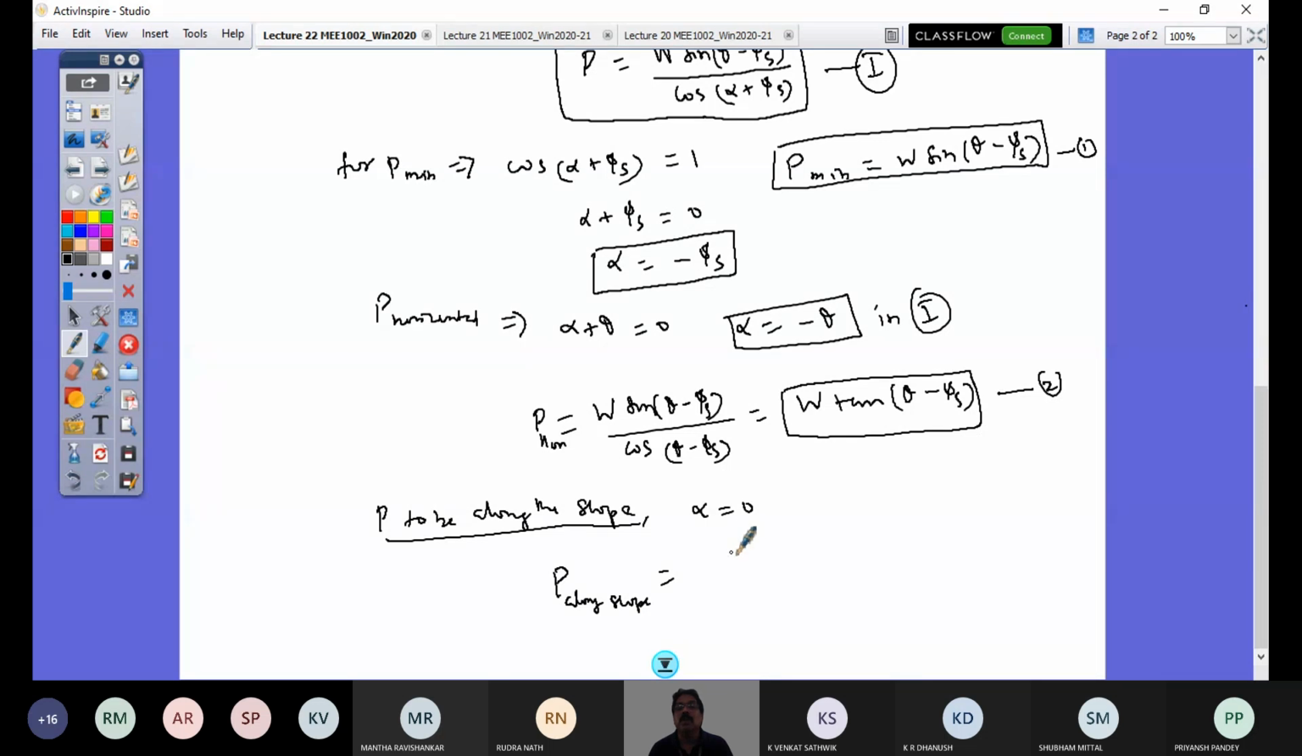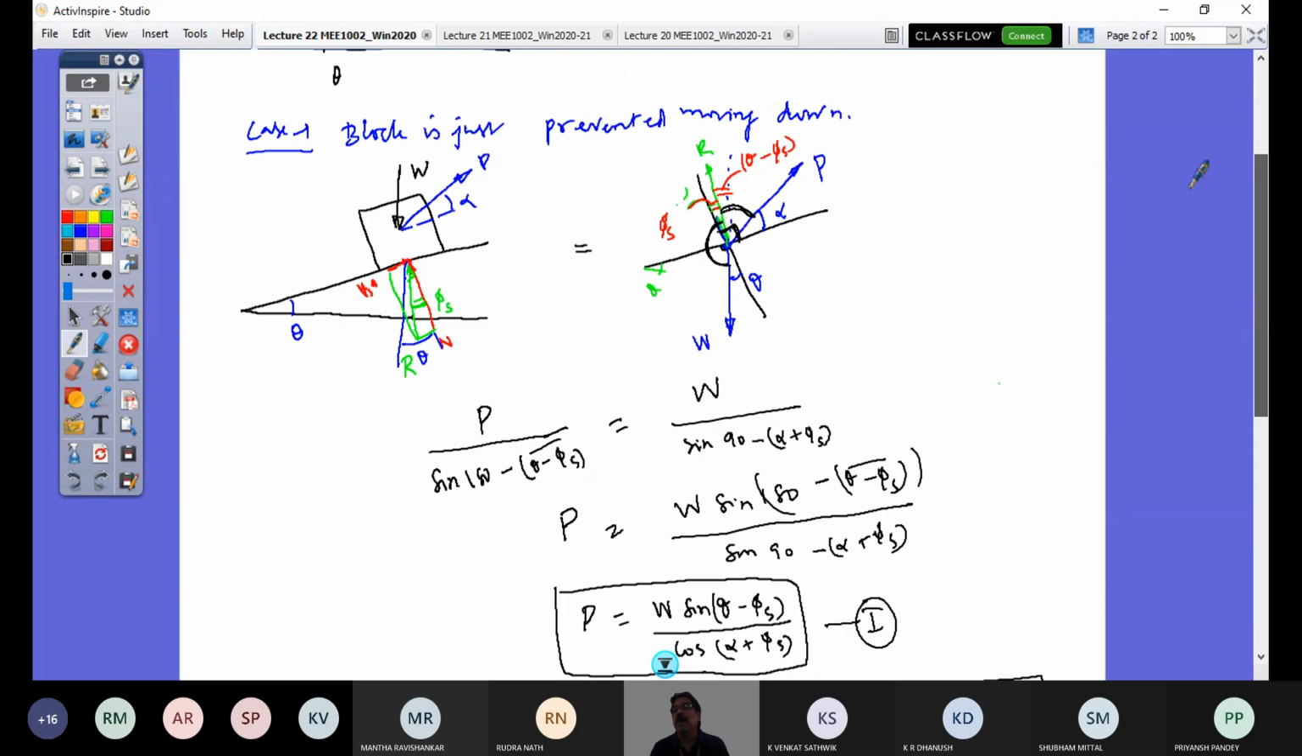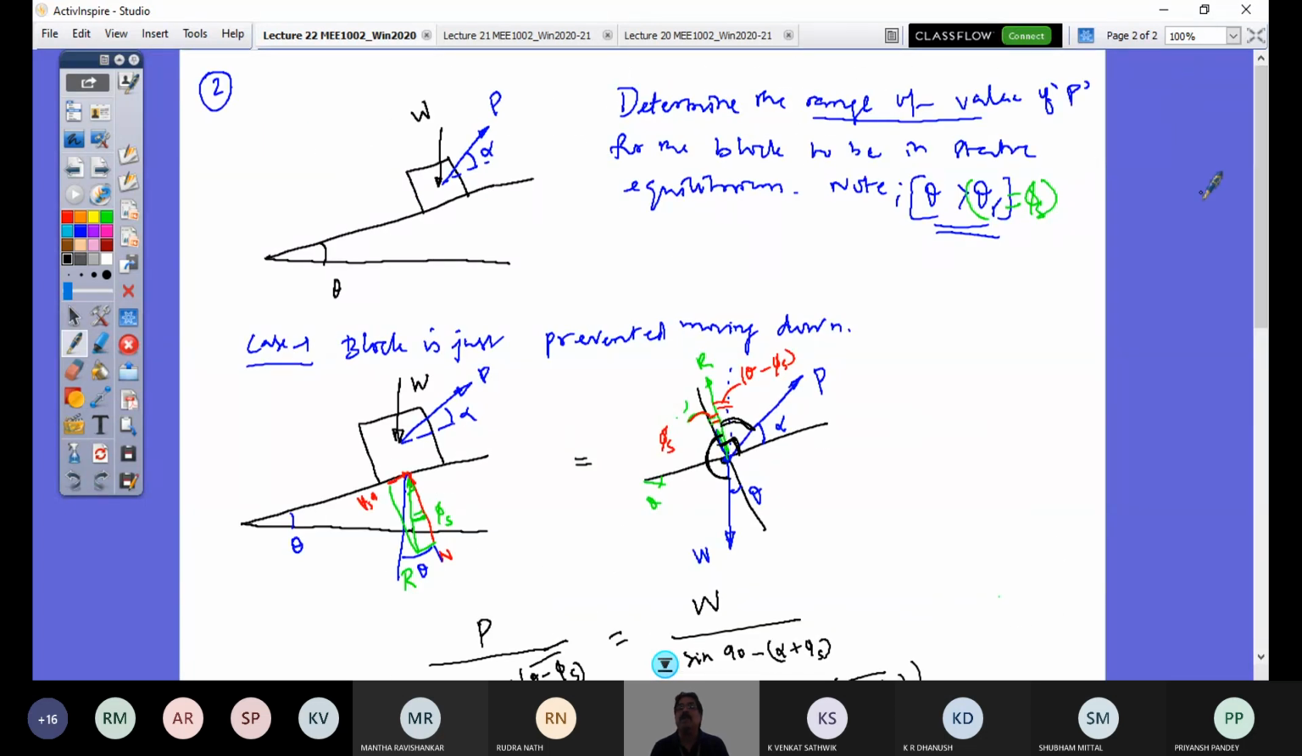So my expression of P along the slope: in this expression, if I put alpha 0, that's going to be W sine theta minus phi by alpha 0, so that's simply cos phi. That's my expression 3. So these are 3 different possible cases. Now let me go back to the statement of the problem: determine the range of value of P.